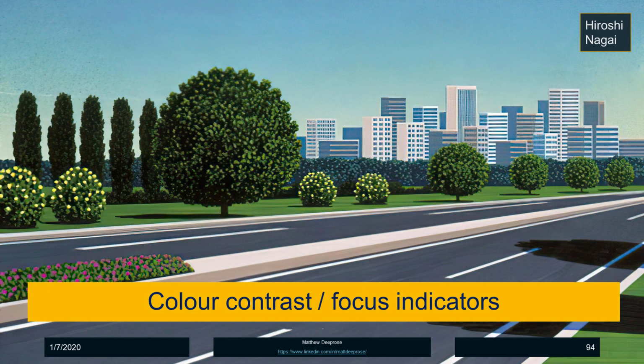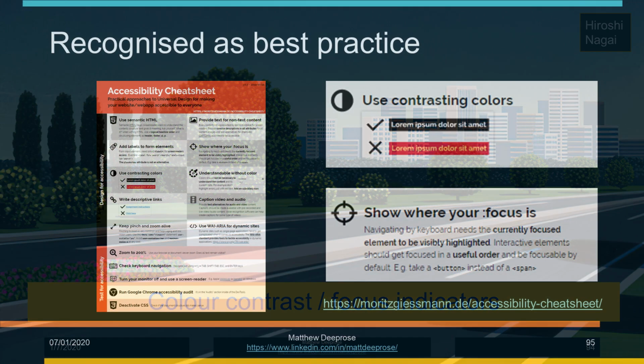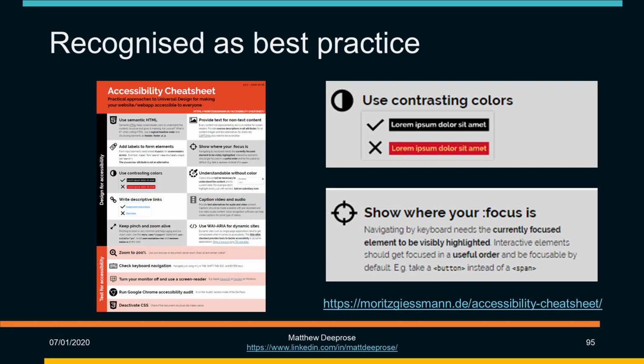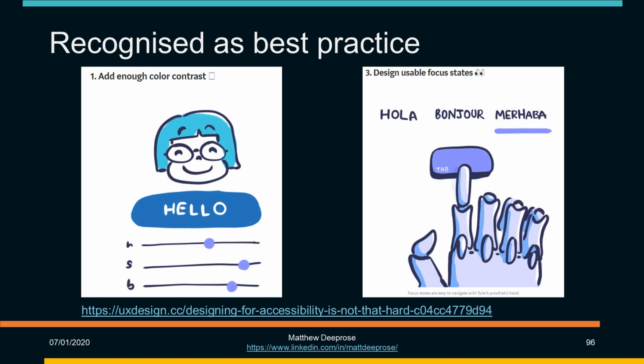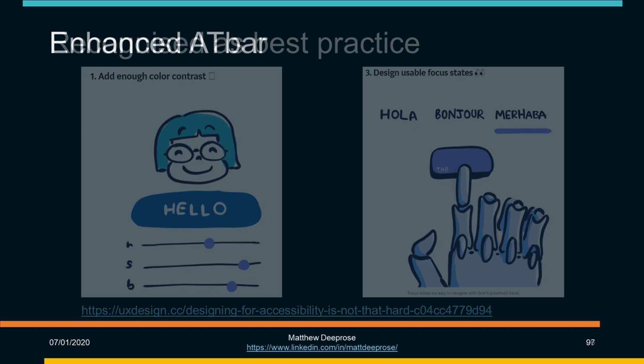And just to sum up, it's not just me saying that this is important. When you look at most accessibility cheat sheets and articles, you will find that one of the first things they talk about is making sure you've got the right color contrast, and also that you've got good focus indicators.